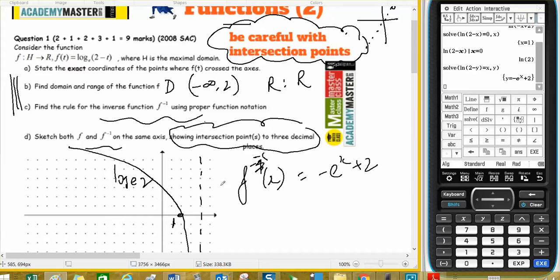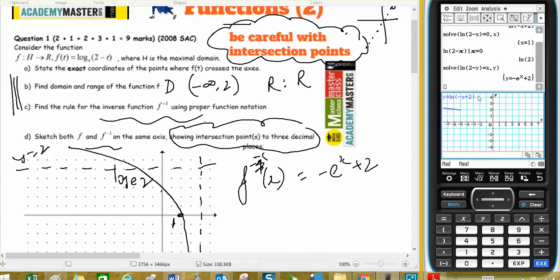Sketch and find the intersection points to 3 decimal places. Okay, so I've got negative e to the x plus 2, so I have a log base e of 2, so it's going to be y equals 2, and we're going to find we will have intersection points. So if I grab my graph there and I grab this graph here, you'll notice that analysis, G-Solve, intersection.